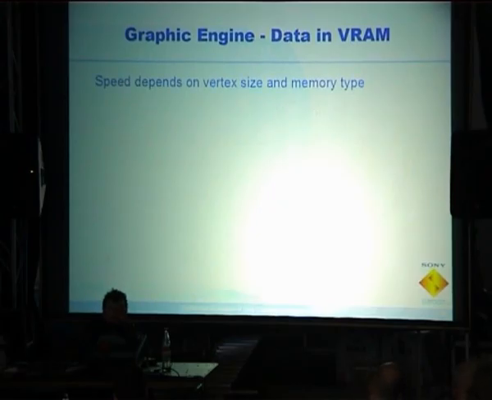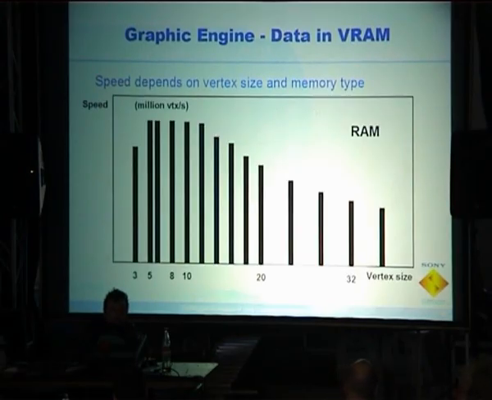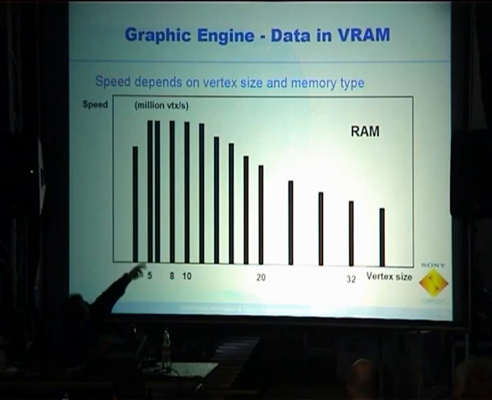The speed of the graphics engine depends on the size of the vertices and where they are. If you store your data in normal RAM, you get approximately this speed. The smaller the vertices, the more you can display. If you store them in VRAM, you can do much more. It's more or less like a free cache.